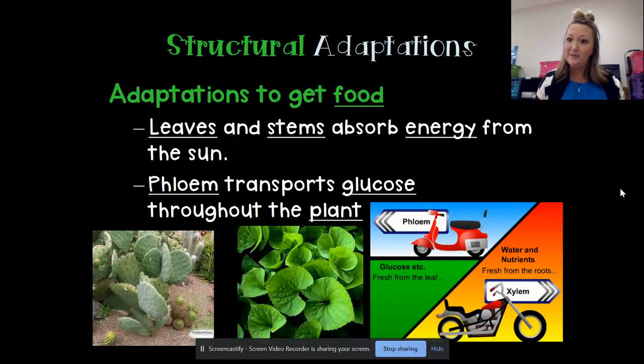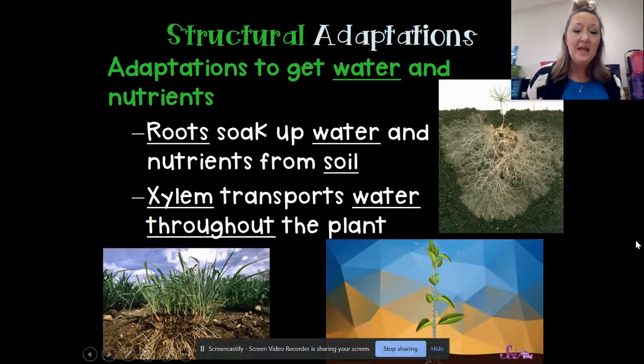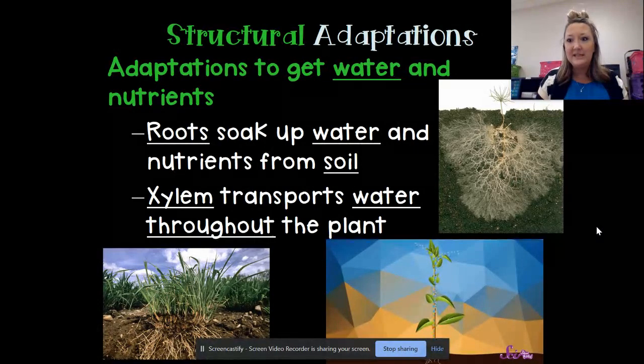Leaves and stems are going to be external, right? Inside, outside. Structural adaptations that help the plant get water or other nutrients, because we think of plants just needing water, but just like us, they need certain minerals and vitamins in order to be the healthiest that they can be, right? And so roots are those special structures that allow them to absorb water into the plant.